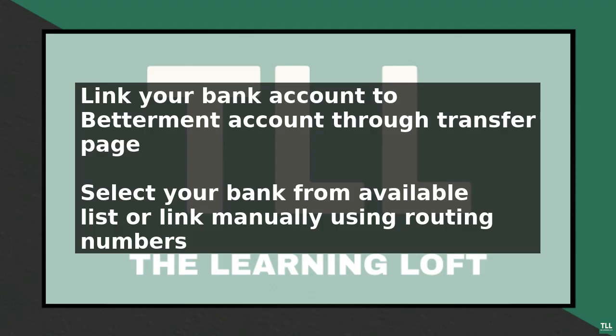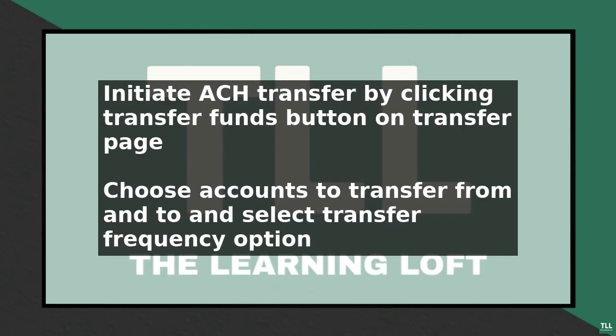First, you need to link your bank account to your Betterment account. To do this, log into your Betterment account and navigate to the transfer page. Click on the Link Account button and select your bank from the list of available banks. If your bank is not listed, you can also link your account manually by providing your bank routing and account numbers.